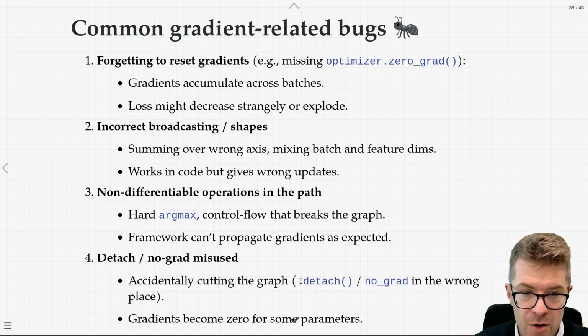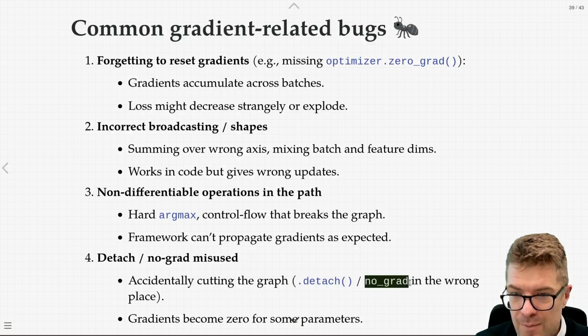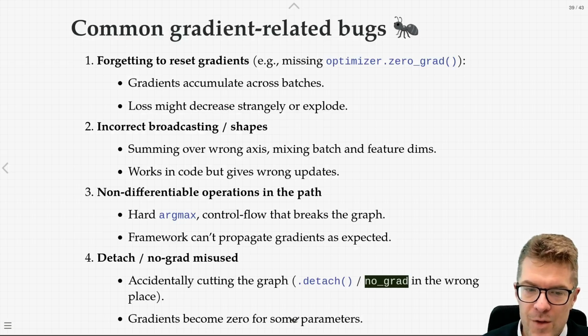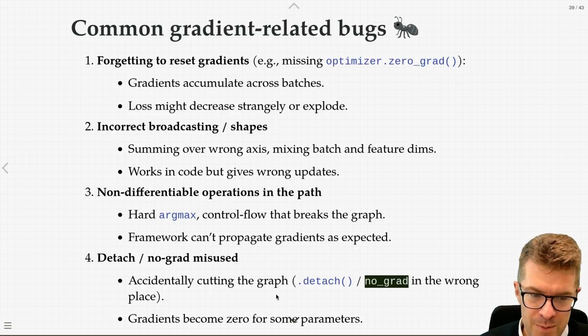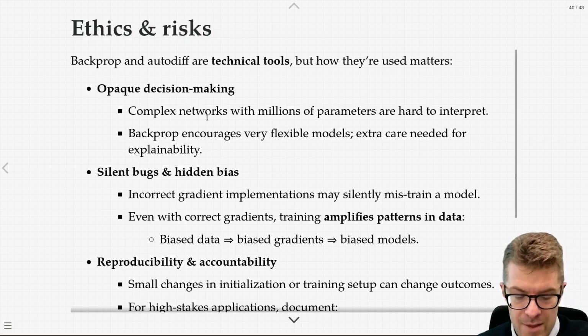Yeah, so if you cut the graph, like before we did no grad when we did the validation, because I didn't care about storing gradients during just a validation step. If you do that at the wrong point in the code, this can also cause problems. So just watch it. There's always ethical risks.